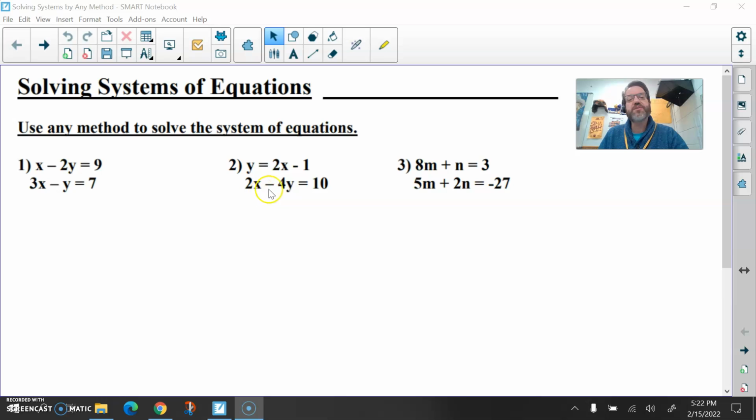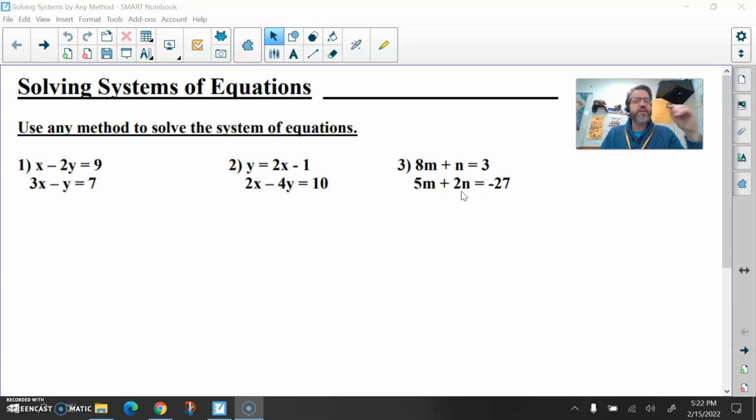Number two, though, it looks like substitution might be the better method on this one because the first equation is already set equal to y equals 2x minus 1. So I could substitute 2x minus 1 in for y in this second equation. And onto this third problem now, I'm looking at my n's, and it looks like if I multiplied everything in my top equation by -2, I could get that set up well to eliminate the n's, solve for m, and then go from there.